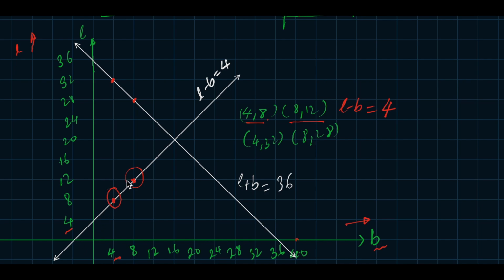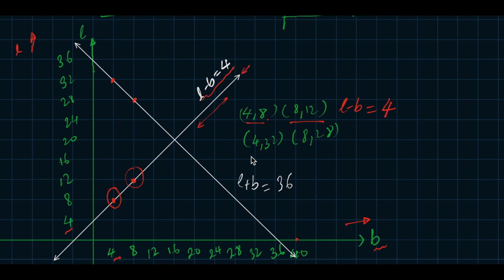Now joining these 2 points, you can draw a line. This line, this white line here, is L minus B equals 4.